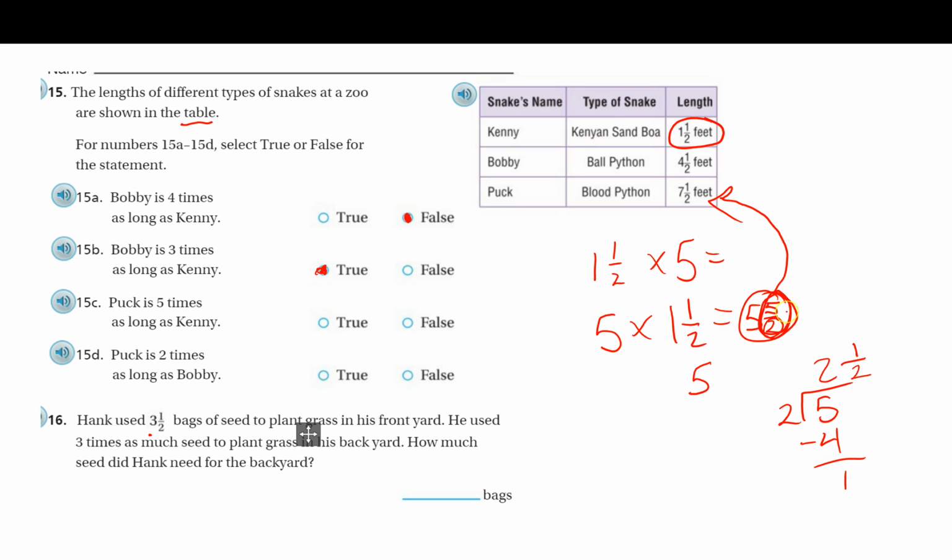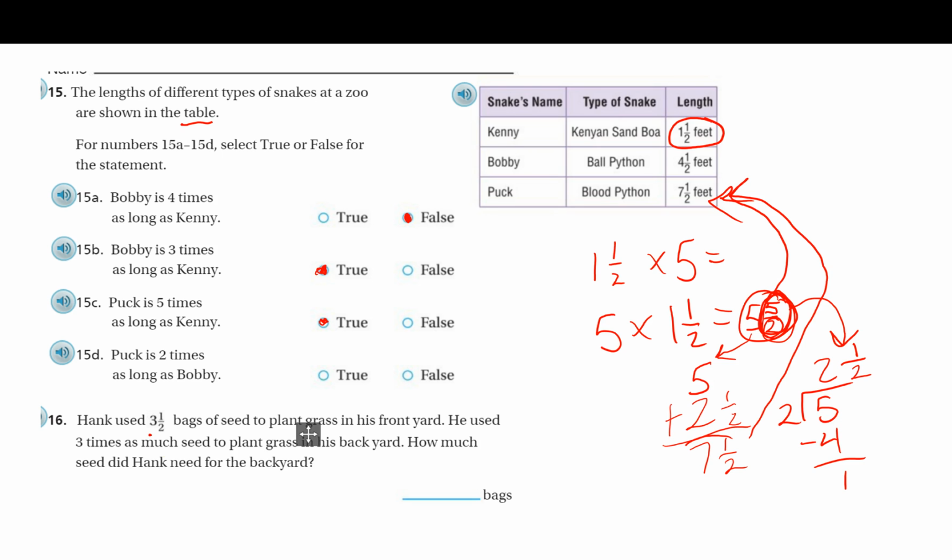I still have my 5, so now I have to add that mixed number to the 5 that I had. So 5 plus 2 is 7, and the only half I have left is 1/2. So now I'm checking. 7.5, is that equal to 7.5? Yes, it is, so that is a true statement. True. Okay, 16. Hank used 3.5 bags of seed to plant grass in his front yard.